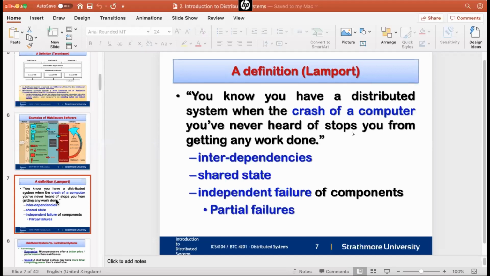And Lamport says, you know you have a distributed system if a crash of a computer you have never heard of stops you from getting your work done. Think about it. Supposing right now you start downloading a movie.